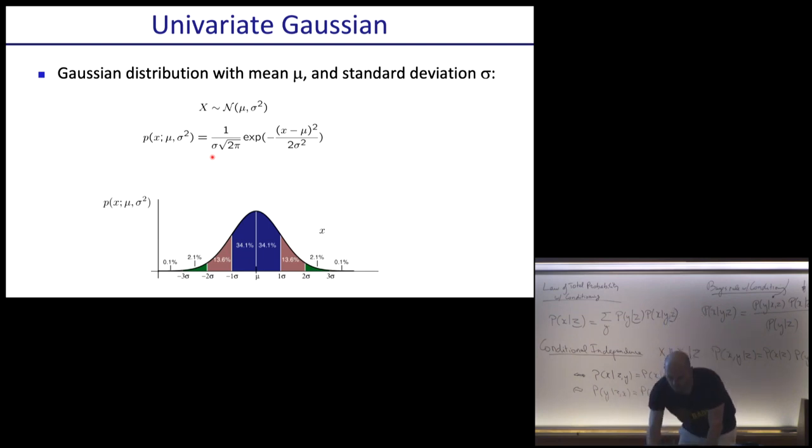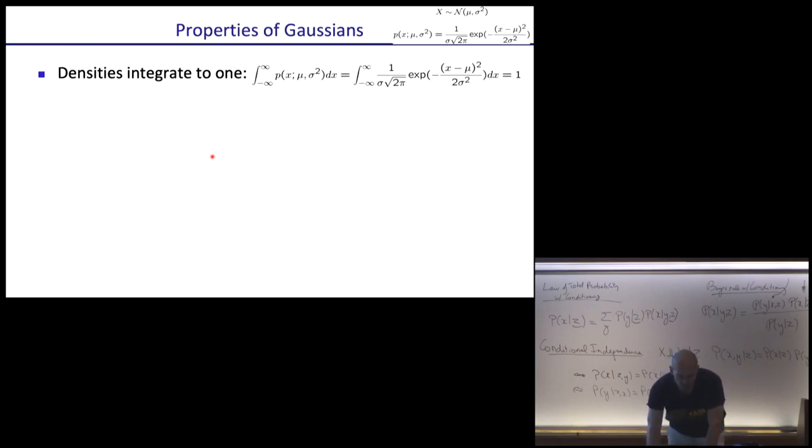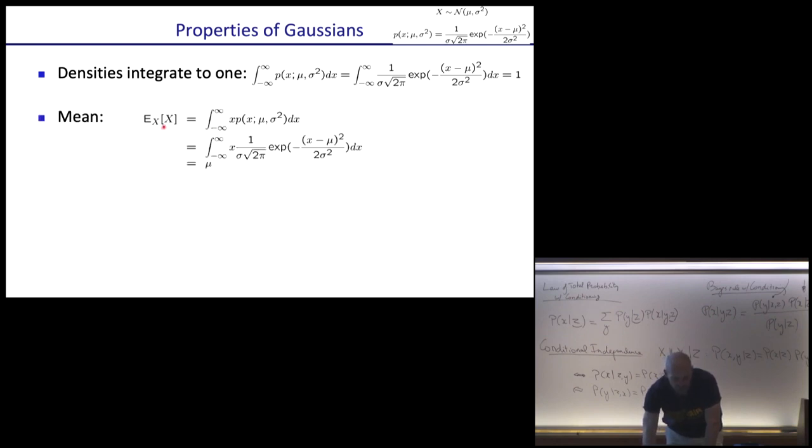OK, so what are some properties of Gaussians? Well, density is integrated to 1, so we know that this thing integrates to 1. The expected value of your variable x is, you integrate over all possible values x can take times the probability of taking that value. If you work out this integral, and I'm not proving it here, you'll see the result is mu.